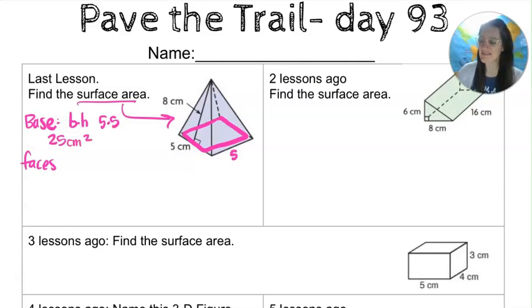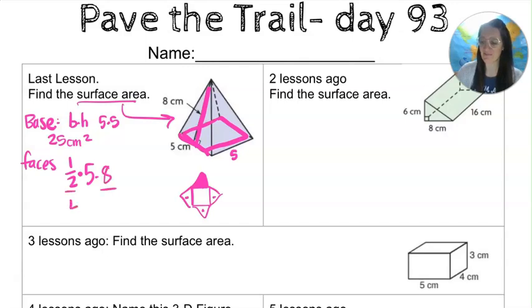Because it is a square pyramid, all of the triangles coming out of it are the exact same size. So we now only need to find the area of one triangle and then times it by 4 because there's 4 total. The area of a triangle is 1/2. The base is 5. The height is 8.